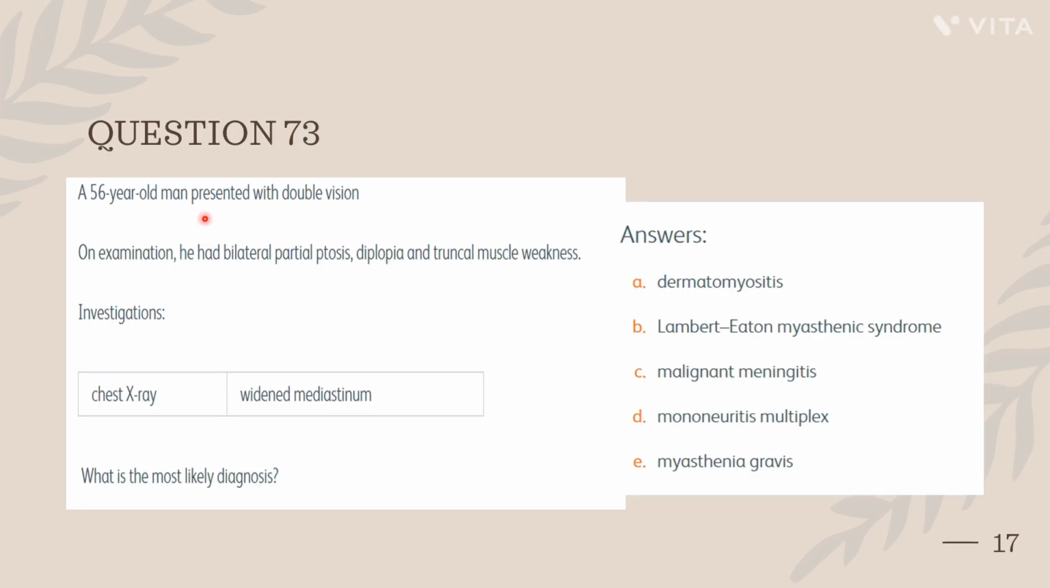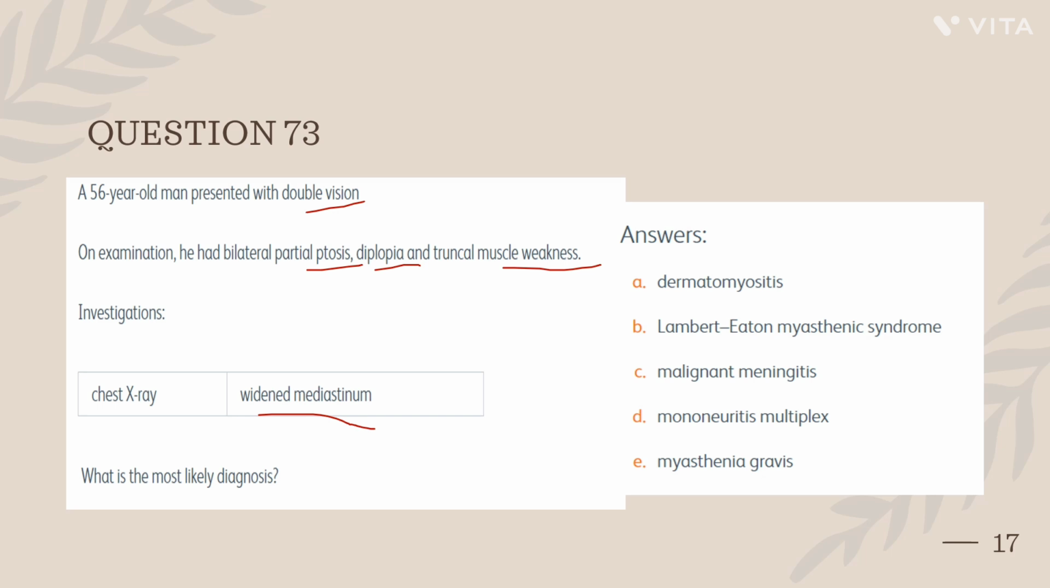Next question. A 56-year-old man presented with double vision. On examination, he had bilateral partial ptosis, diplopia, and truncal muscle weakness. X-ray showed a widened mediastinum. So there is a widened mediastinum, ptosis, diplopia, and muscle weakness. Truncal muscle weakness. Look at the options.